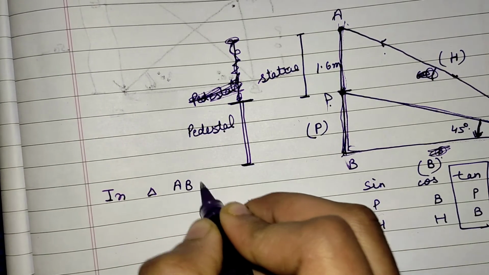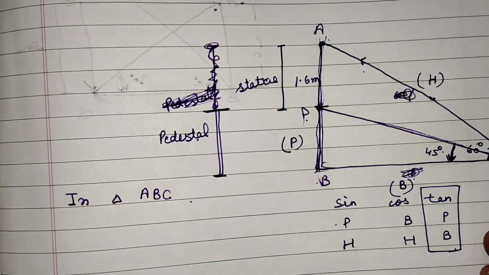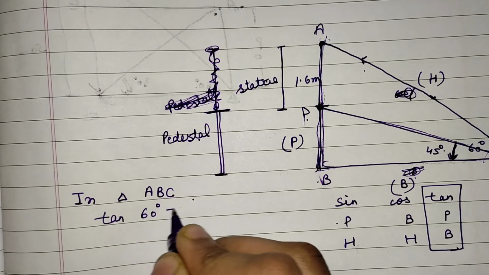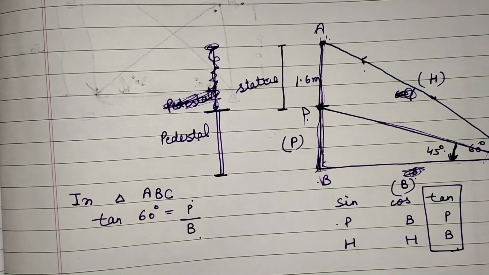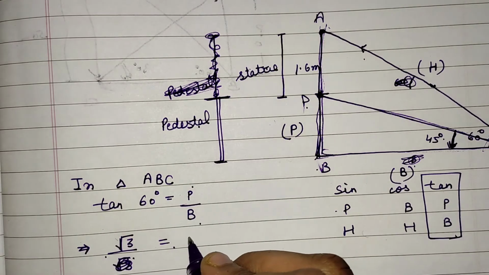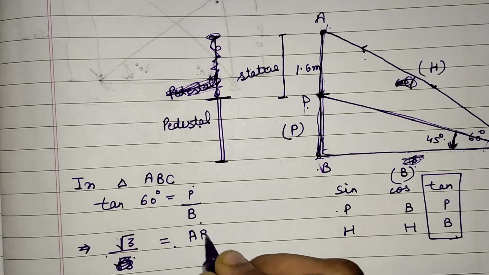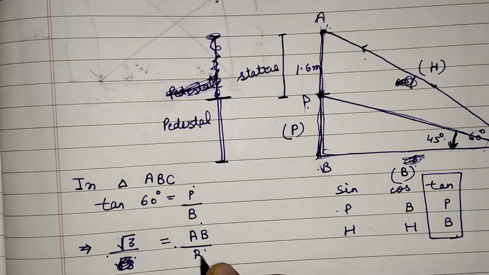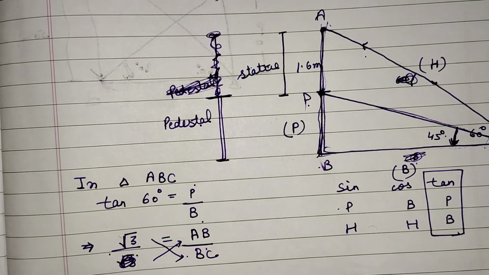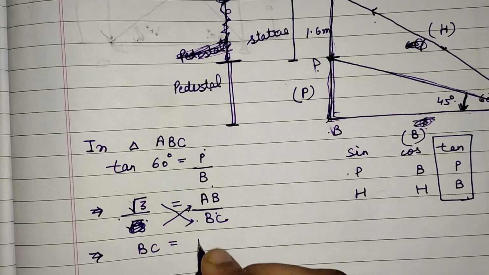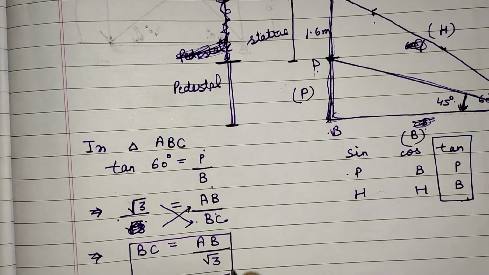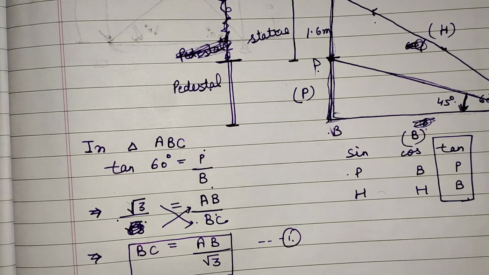In triangle ABC, what is the angle? The angle is 60 degrees. Tan 60 is equal to perpendicular by base. Tan 60 is root 3, equal to perpendicular, which is AB, by base, which is BC. If I do cross multiplication, I will get BC is equal to AB by root 3. Call this equation number 1.